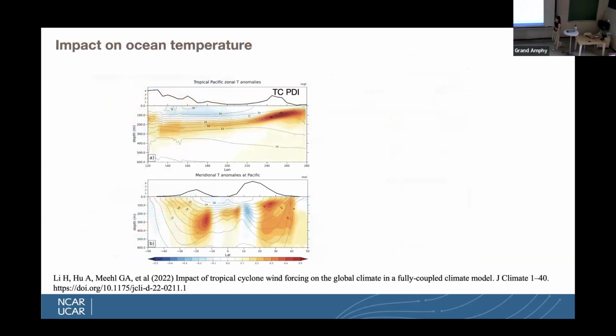We also then take a look at the ocean subsurface temperature changes. This is the zonal temperature average, I think maybe 5 degrees south to 5 degrees north in the equatorial Pacific. The x-axis is the longitude, Y is depth. We see this warming in the equatorial thermocline that is concentrated in the eastern equatorial Pacific, contributing to an El Nino-like pattern. And then in the meridional direction, again, we see heat concentrated in the equatorial Pacific, and then it also gets transported to the higher latitudes.